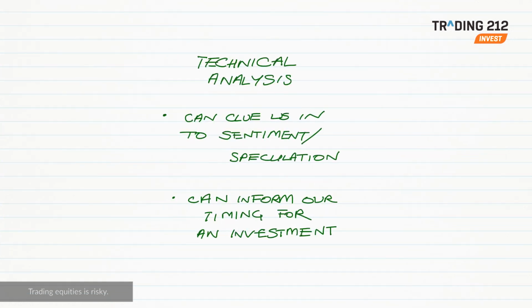As we said in our intro, technical analysis looks at things from a different direction to fundamental analysis. Whereas fundamental analysis looks at economic factors driving price, technical analysis can clue us into things like sentiment and speculation, things that fundamental analysis doesn't look at. And we can also use our technical tools to gain trading signals and therefore inform our timing for an investment. So fundamental analysis might tell us a share is undervalued and therefore we know we want to buy it. Technical analysis might be able to help us find an optimal time to buy it.